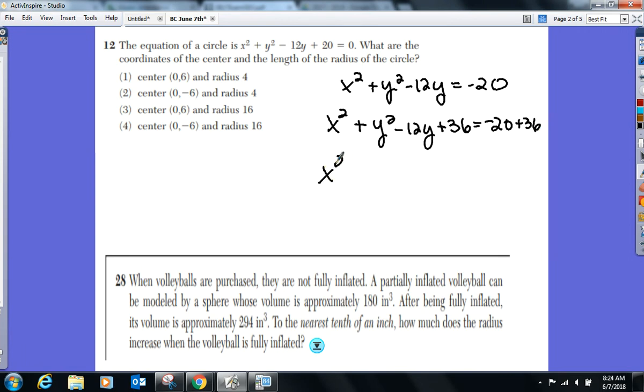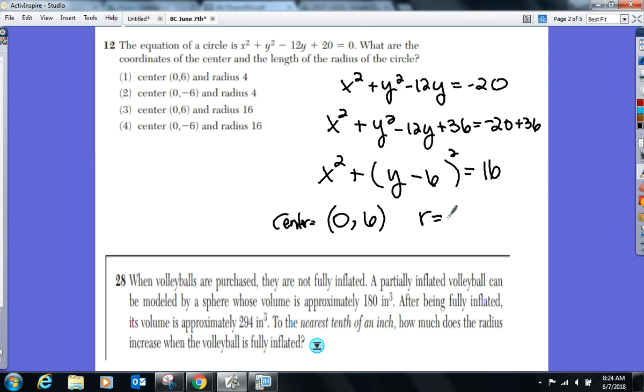x squared, don't touch it. What's this going to factor into? y minus 6. And then on this side, you end up having 16. A lot of traps in your multiple choices. A lot of traps. Your center now: 0, 6. Change the sign. And your radius, remember, that's radius squared, not what radius actually is. So your radius would be 4. Boom.